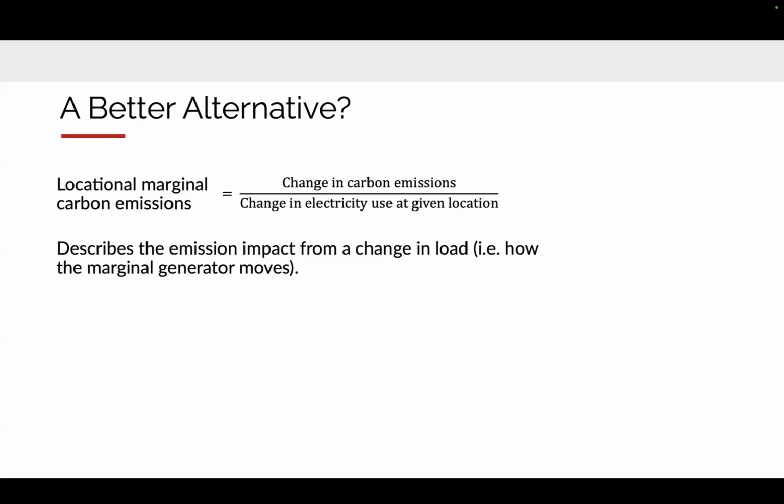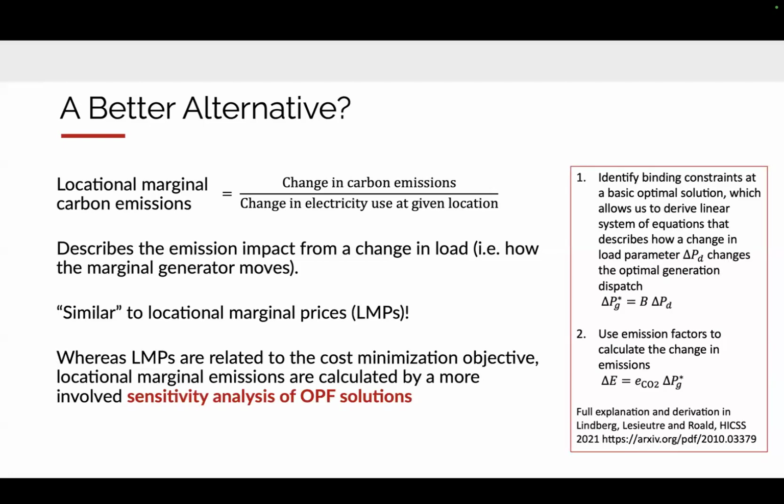I'm just going to say there are versions of locational marginal carbon emissions defined slightly differently than how I will define it. And the way I will define it is based on how we define LMPs. And I think that in the US, particularly in US electricity markets, this makes a lot of sense. So this definition of locational marginal emissions seems very logical to us, also because it feels very similar to locational marginal prices.